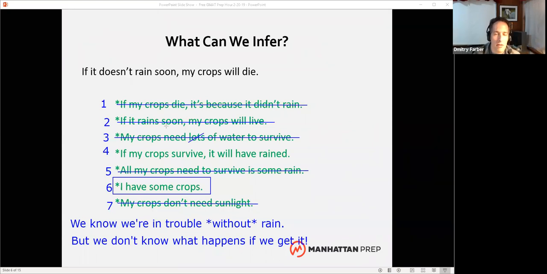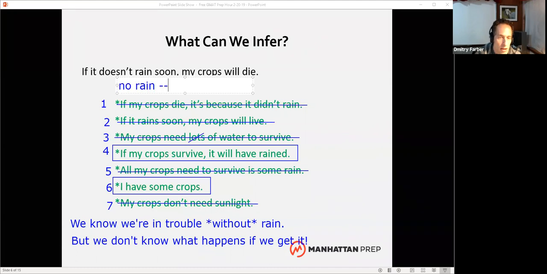Whereas 4, you actually do know, because we know that without rain, they'll die. So if they don't die, we must have gotten what we need, right? This is what we call a contrapositive. This becomes much more of an issue if you're studying the LSAT, where you do a lot of formal logic. But with conditional statements, if I know this, hey, if no rain, then crops die, then I can flip it and negate it. If crops don't die, then there's rain, right? So you can in general do that.